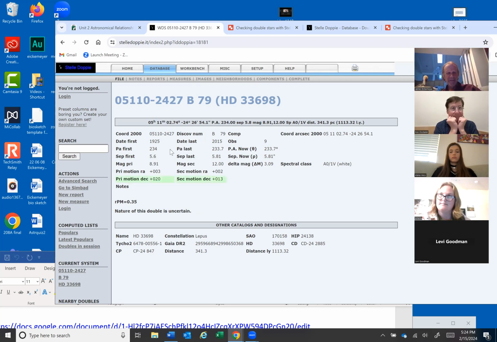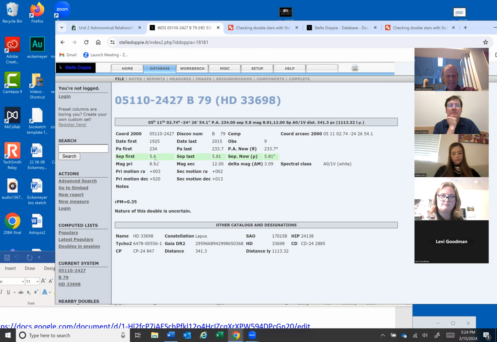And so we could look here and we could see, well, when was this first studied? It was first studied in 1925. Okay, and the last date of observation was 2015. There were 9 observations. Now let's look here. We want to see if this has moved at all. So, well, okay, that's going from 234 to 233, so it hasn't moved much.